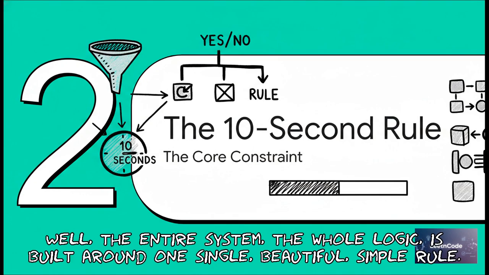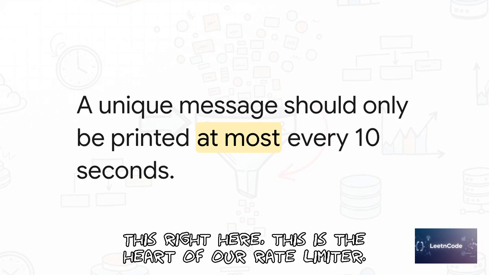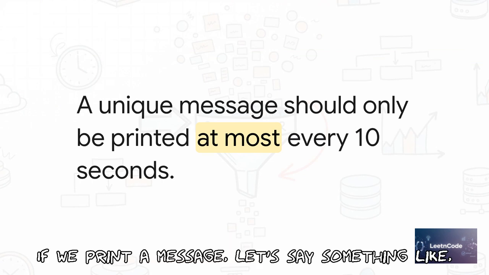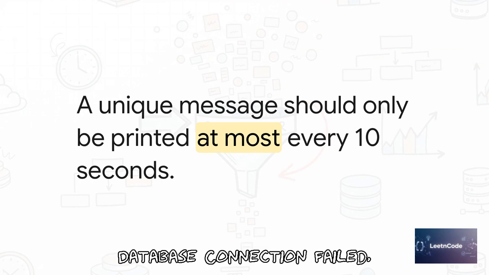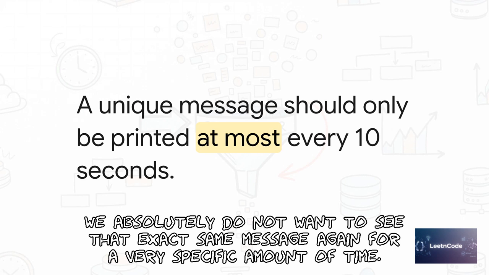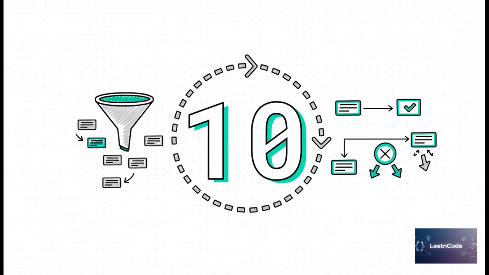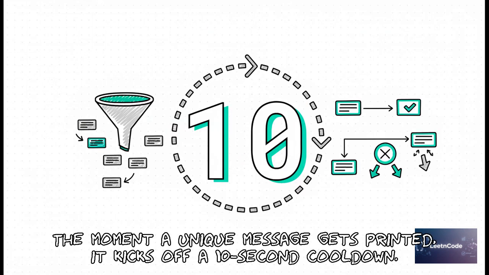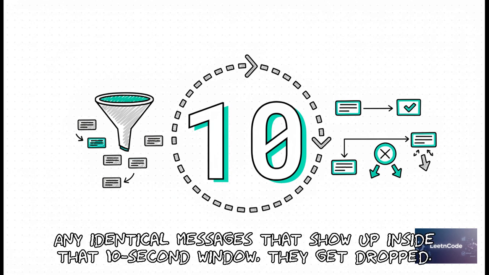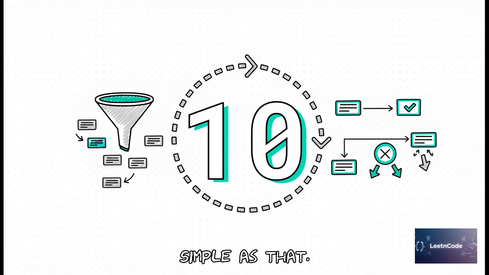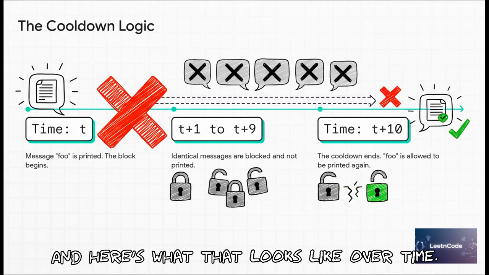Well, the entire system, the whole logic, is built around one single, beautiful, simple rule. This right here, this is the heart of our rate limiter. If we print a message, let's say something like database connection failed, we absolutely do not want to see that exact same message again for a very specific amount of time. 10 seconds. That's it. That's our golden rule. The moment a unique message gets printed, it kicks off a 10-second cooldown. Any identical messages that show up inside that 10-second window, they get dropped. Simple as that.